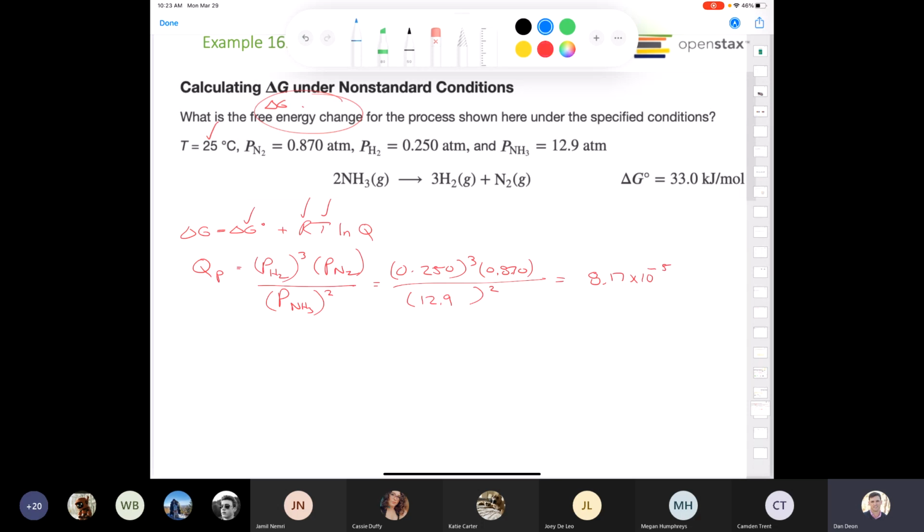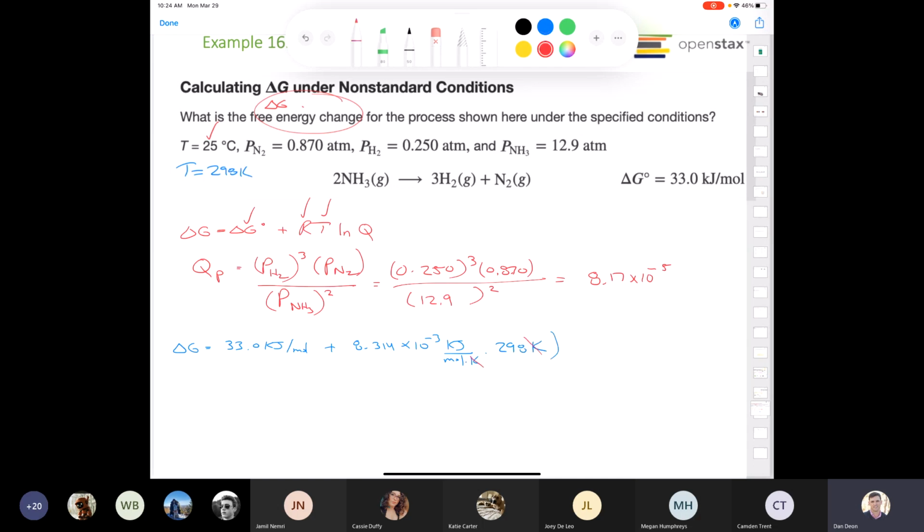Okay, so now let's calculate our delta G. Delta G, and let's put down our units. Let's be very careful here. So we have 33.0 kilojoules per mole plus our R, which we're going to want to have in kilojoules. So that's 8.314 times 10 to the negative 3 kilojoules per mole Kelvin times the temperature. Temperature, 25 degrees Celsius is 298 K. So 298 Kelvin. Okay, looks good so far.